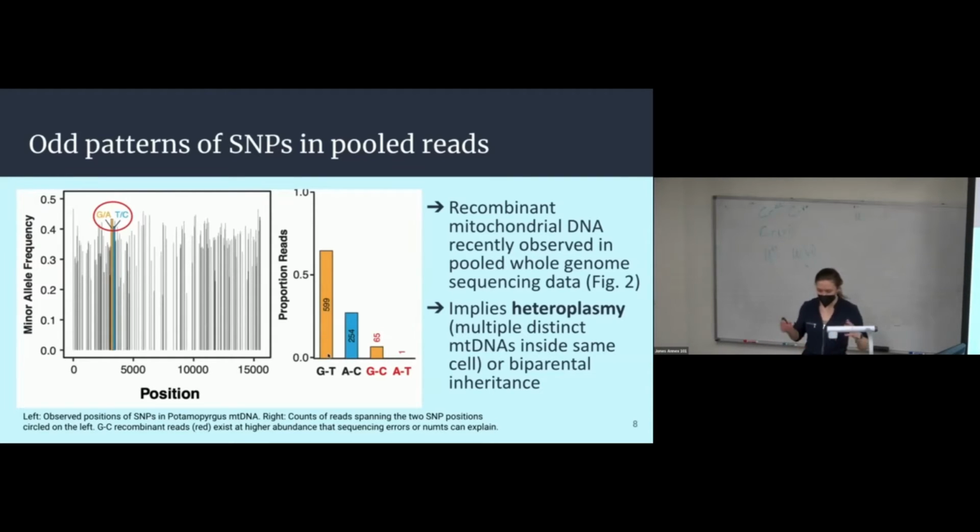And the weird thing that we've been seeing is that it's reasonable for us to have these two different SNPs. What's unreasonable is for them to be recombined. The recombinant mitochondrial DNA suggests that there's heteroplasmy, right? There's somewhere where these mitochondrial genomes are combined and exchanging information, which they shouldn't be able to do in maternal or uniparental inheritance, right? Because you only have one. So this implies heteroplasmy or biparental inheritance in this species.